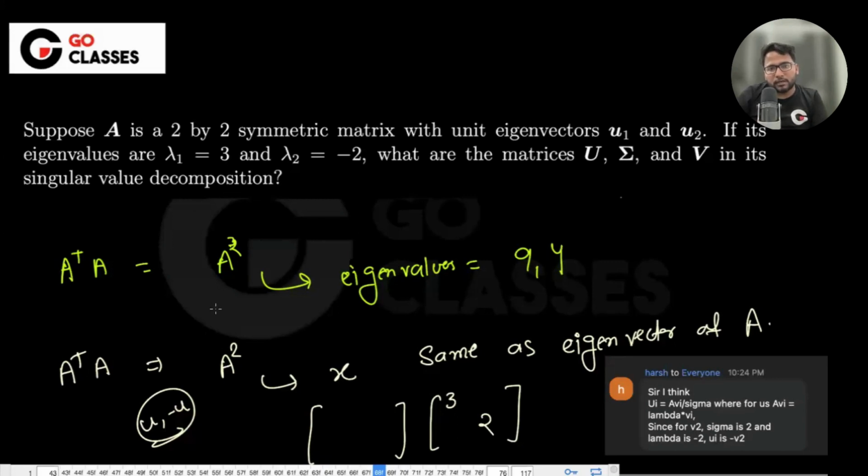Let me just check more. No, A transpose A and A transpose both are fine in this case. Both are A square only, because A is a symmetric matrix. The book is saying about A transpose and A transpose A. So actually, A is a symmetric matrix, and that is why A transpose, A square and A transpose A are all fine. Okay.